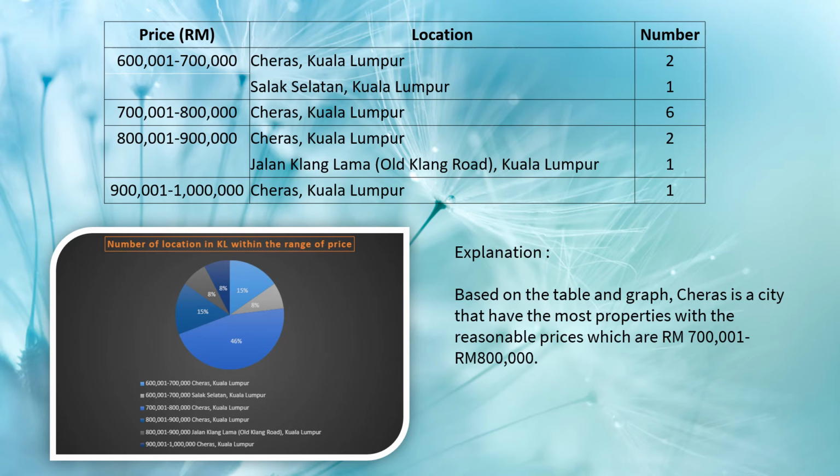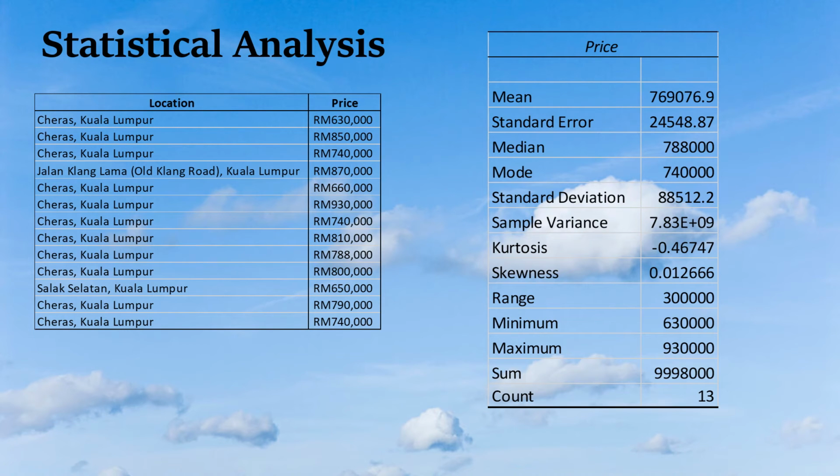The next graph is about the number of locations in KL within the range of price. Based on the graph, Cheras, Kuala Lumpur is the city that has the most properties with reasonable prices, which are between 700,000 and 800,000. Next, this is our statistical analysis. We use the 13 properties that have been filtered before to calculate the descriptive statistics, which are mean, mode, median, and so on.